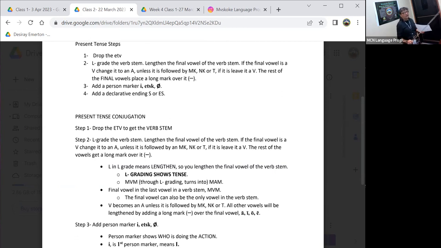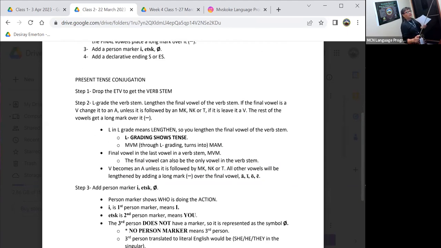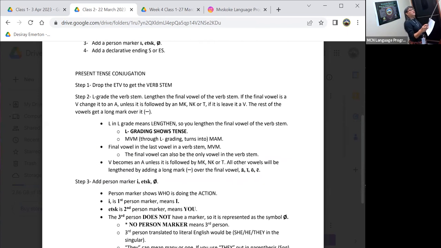So if you see our conjugation, these are following the rules. That's why you see the long mark over some of the vowels. And then step 3, add the person marker: I, it's, or nothing. Right now, we are going to cover I, it's, and nothing, because we are reviewing what we've done the previous weeks. And number 4, add the declarative ending S or ES.